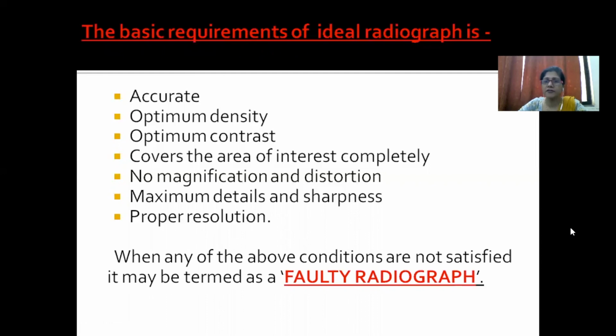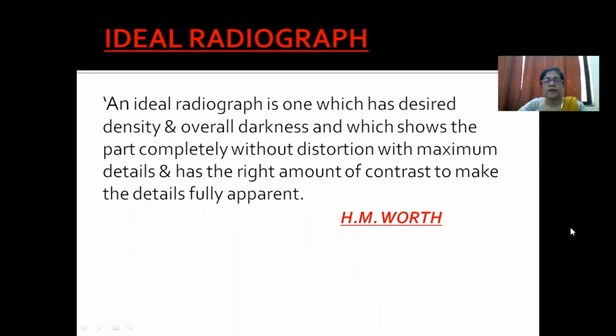And so, if these properties are not seen in your radiograph, you have to consider that your radiograph is a faulty radiograph. Now, ideal radiograph according to H.M. Worth is one which has a desired density and overall darkness and which shows a part completely without distortion, with maximum detail, and has the right amount of contrast to make the details fully apparent. That is, your radiograph should contain all these things, then your radiograph should be ideal.